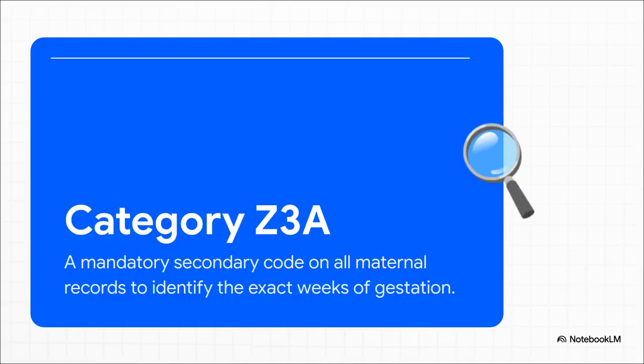Okay, listen closely to this one. Never close an obstetric chart without double-checking for a Z3A code. Capturing the exact gestational age is an absolute non-negotiable requirement. Category Z3A is a mandatory secondary code on all maternal records. Just knowing the trimester isn't enough. We need the precise week to ensure total accuracy for the inpatient admission.